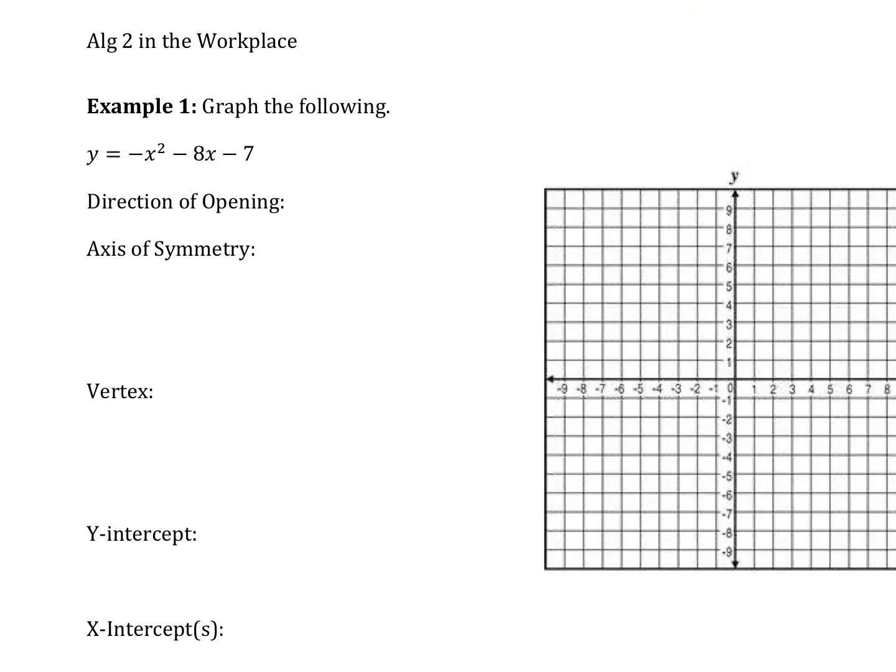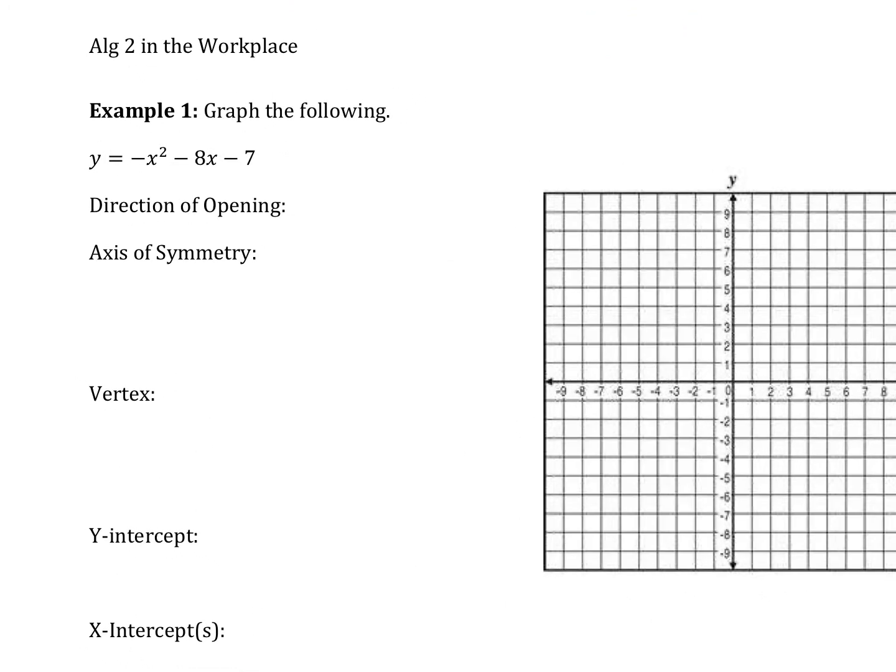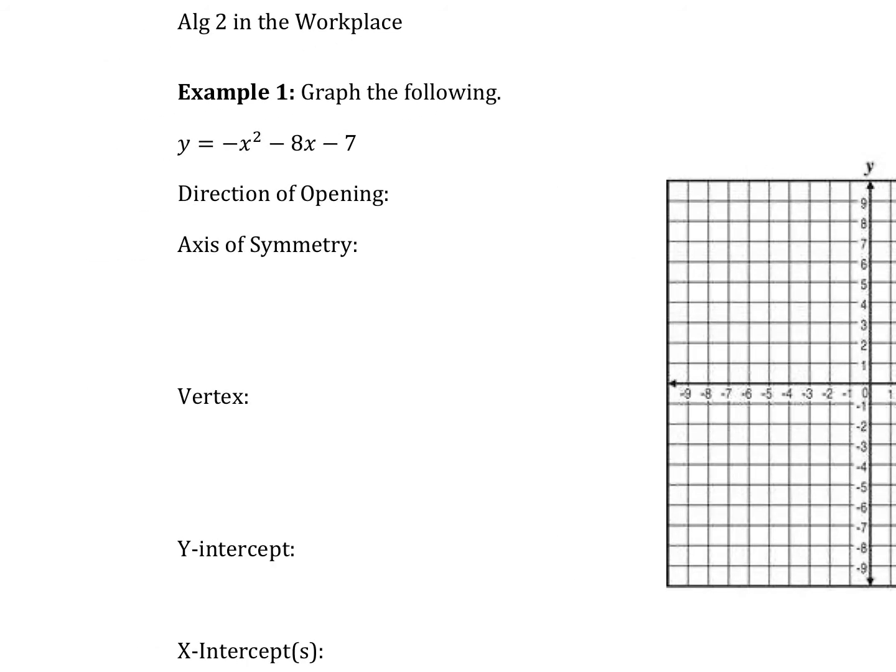Okay, so we'll do another example together here. Negative x squared minus 8x minus 7. So I'm going to write down a is negative 1, b is negative 8, c is negative 7. So direction of opening, remember, has to deal with our a value. And so in this case, our a value is negative, so that means our graph is going to open down.